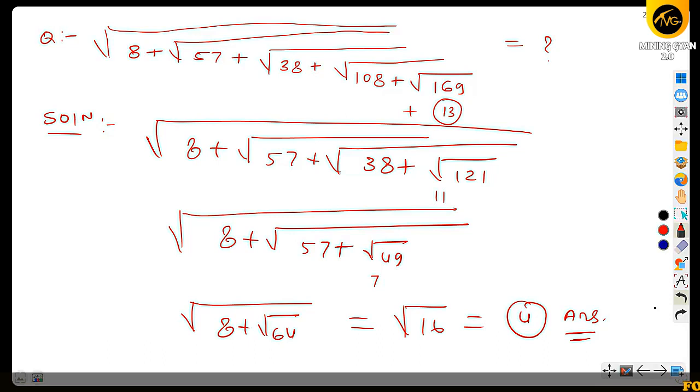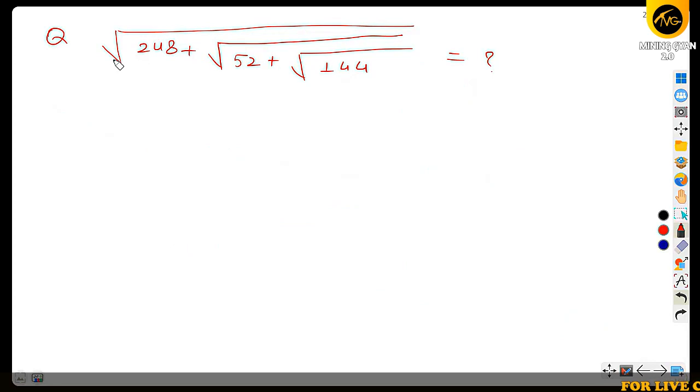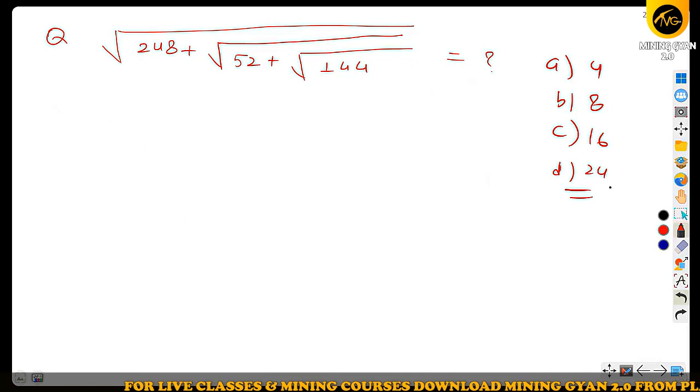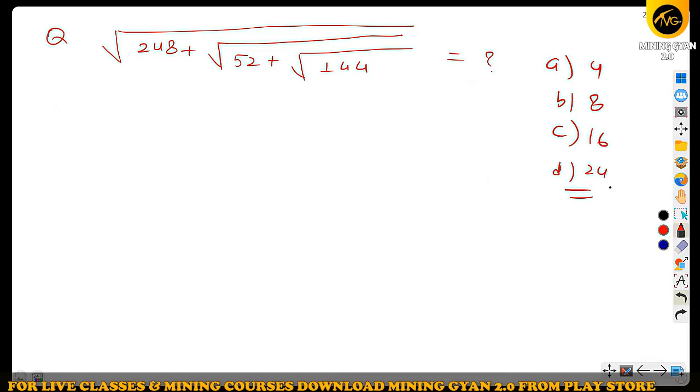Now do one more example. Root value of 248 plus under root 52 plus under root 144. Do it fast. Options are 4, 8, 16 and 24. Option C by Monica, Vishwajit, 16. Anyone else?